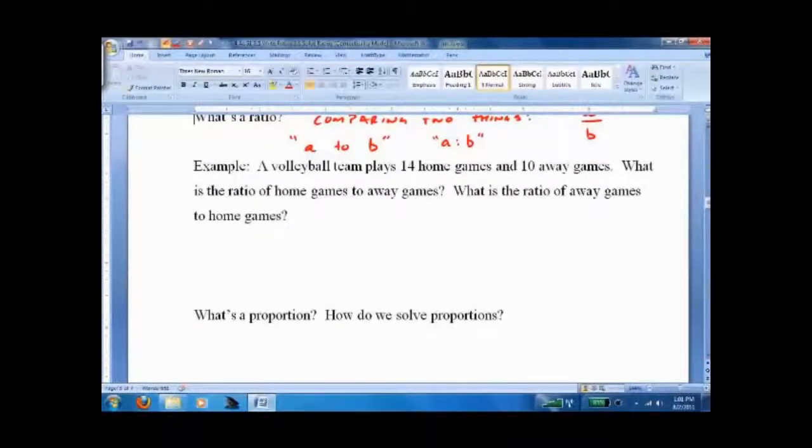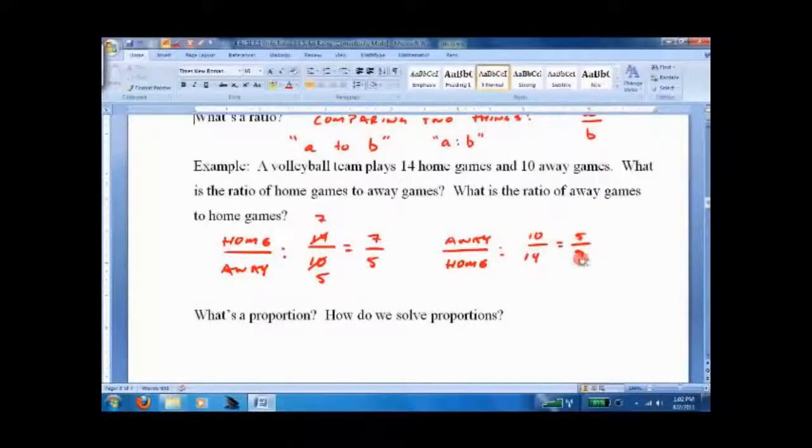So, for example, a volleyball team plays 14 home games and 10 away games. What's the ratio of home games to away games? So home on top, away on bottom. And we could write it either way, which is why we're going to. That would be 14 over 10. But we'd have to reduce that. 7 times 2 and 5 times 2 is 7 over 5. And we'll do the math just for the fun of it, but we will know that away over home will just be the inverse of that fraction, or the reciprocal of that fraction. So we would get 10 over 14, which is 5 over 7.